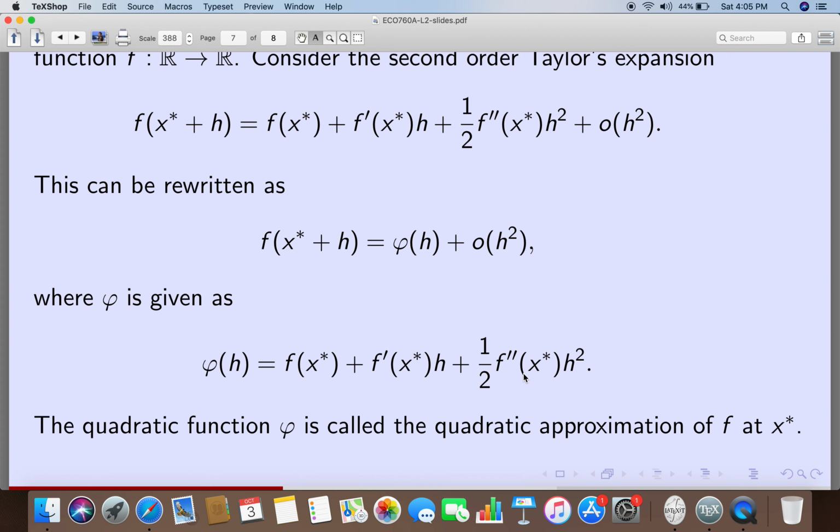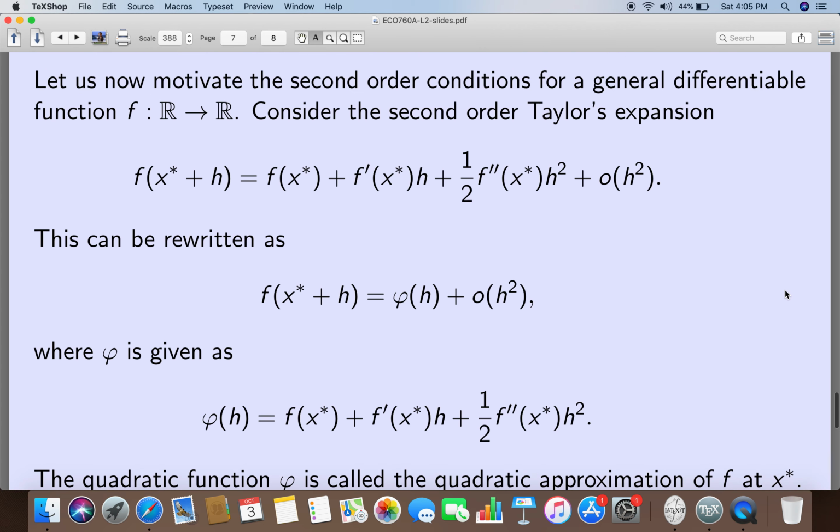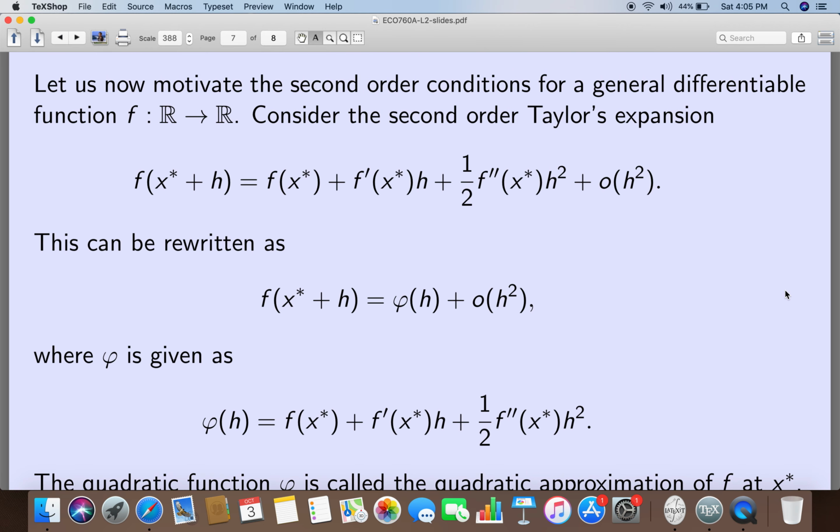the second order sufficiency condition, that if f double dash x star is strictly bigger than 0, I will get a local minimizer. So you can understand that f double dash x star is actually now associated with the quadratic function phi of h. So if I can speak about the minimization of the quadratic function that we had just learned and the conditions that we have just imposed there, we will get the conditions that we require for the function f.